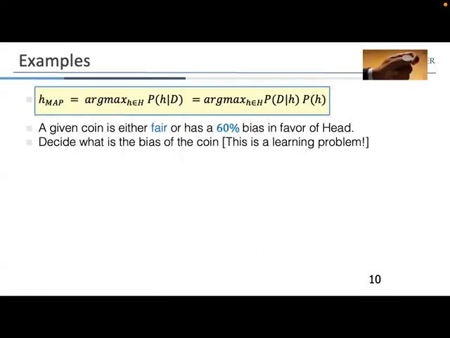So let's just take one example. We assume we have a coin that is either fair or, 60% of the time, has a bias in favor of heads. We want to decide what the bias of the current coin is, so it is kind of a learning problem.